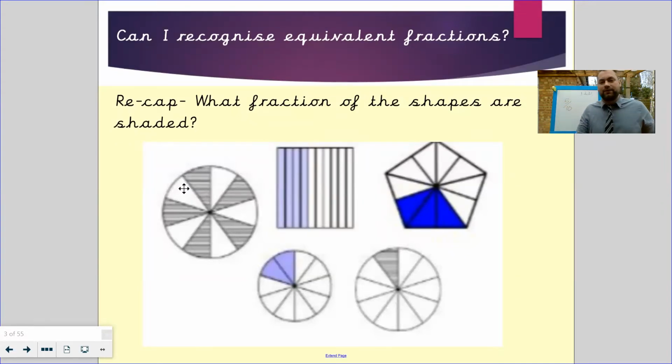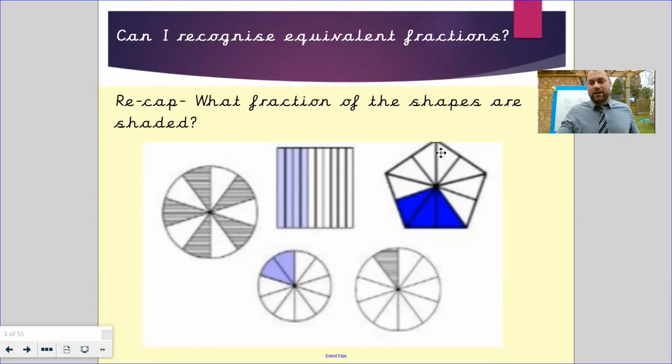Okay, well done if you got that one right. Our next one here, we've got 1, 2, 3, 4, 5, 6, 7, 8, 9, 10. So that's out of 10, but only 4 are coloured in. So that's our fraction of 4 over 10.